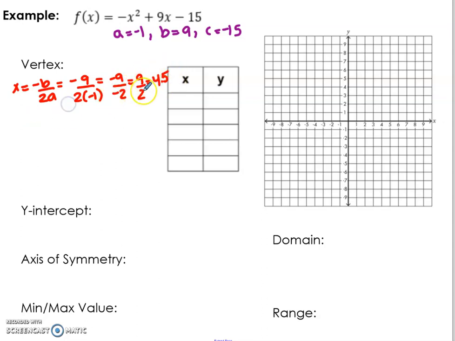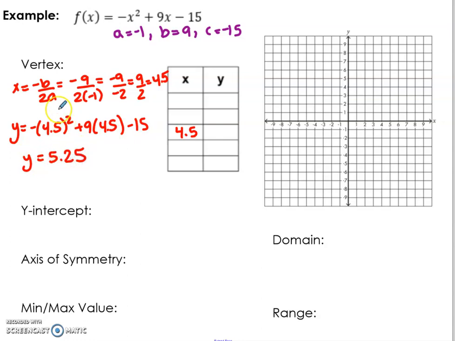So for graphing, it's going to be easier to graph a decimal rather than having a fraction. I think on a graph we can find 4.5 a lot easier than we can find 9 halves. So 4.5, I'm actually just going to put that there. That's our x value of the vertex. To find the y, we're going to plug in 4.5 in for all of the x's. And if we do that, we will get a y value of 5.25. So our vertex will be 4.5, comma 5.25.